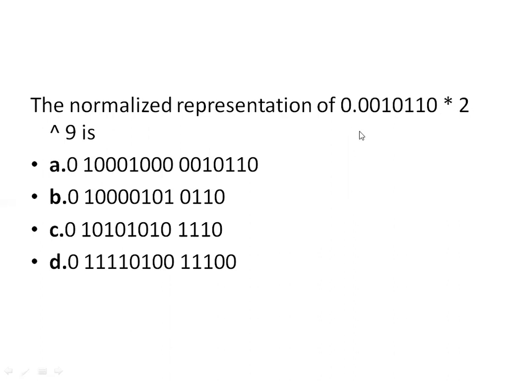The normalized representation of 0.00101110 multiplied by 2 power 9. So what is the normalized representation? What is meant by normalized structure? We know very well, the first digit should be 1. After that, we have to place the radix point. So when you convert this into normalized form, we get the result. You are going to shift this point after the first one, because your first MSB should be 1. That's why you are going to shift this dot. Then you get the value 1.0110.